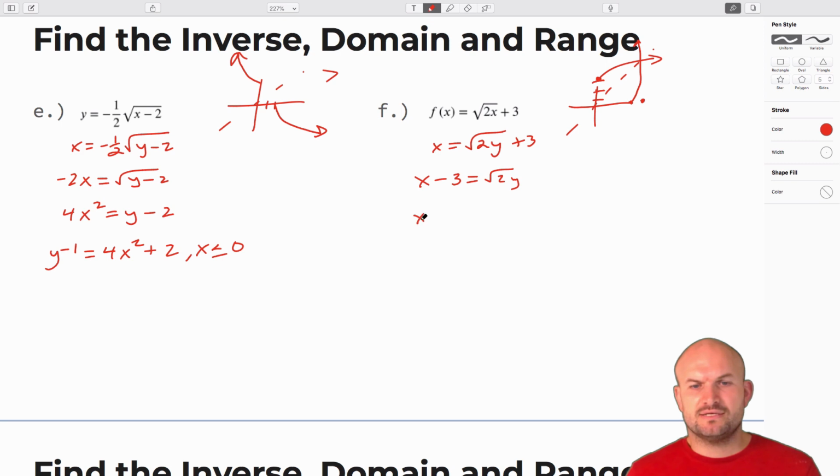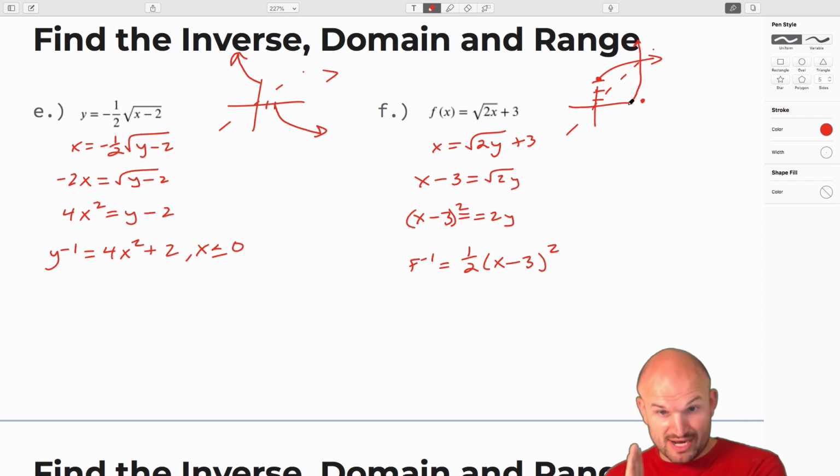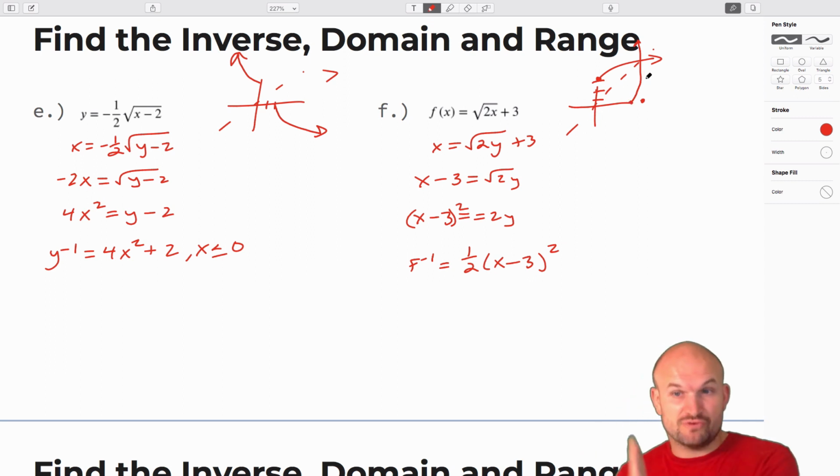Square both sides. And then I'll just write that as f inverse equals 1/2 times x minus 3 squared. Okay, and then obviously you can see that the graph is being shifted 3 units to the right. However, we want the positive version, right? So we want to represent values to the right of the vertex, which is at 3, 0.